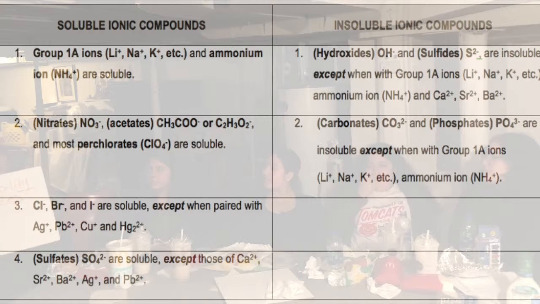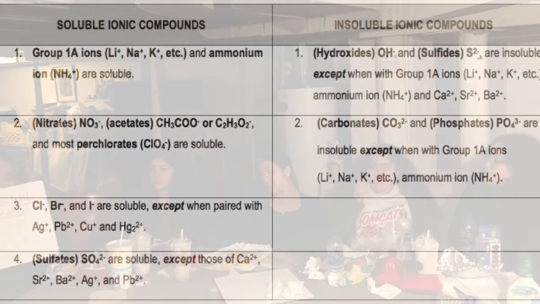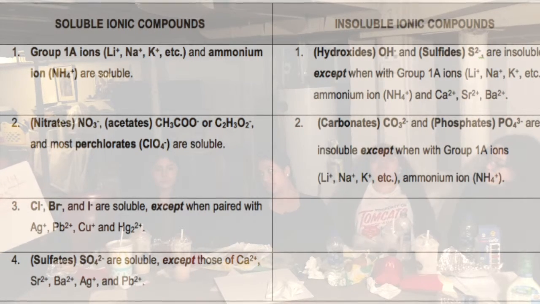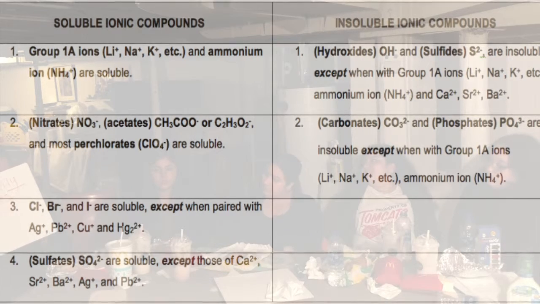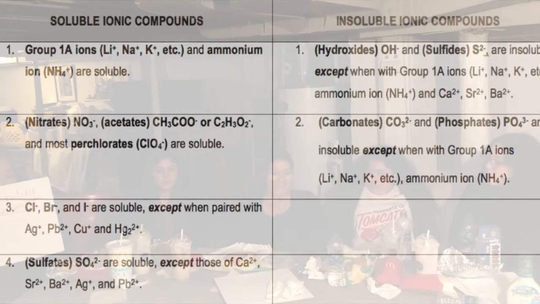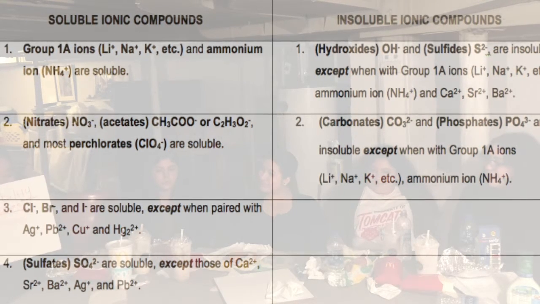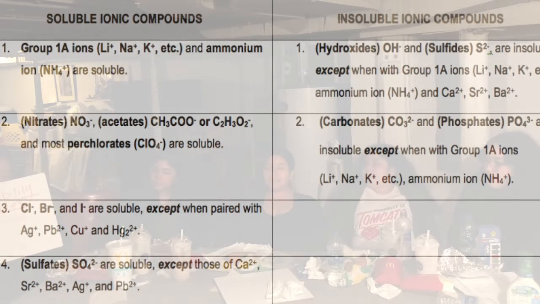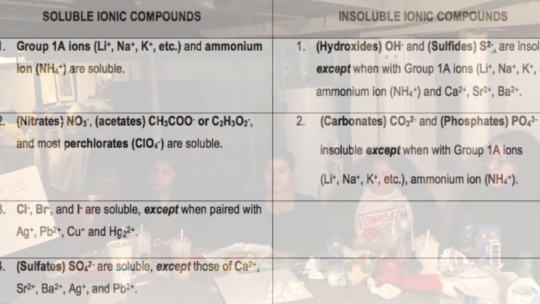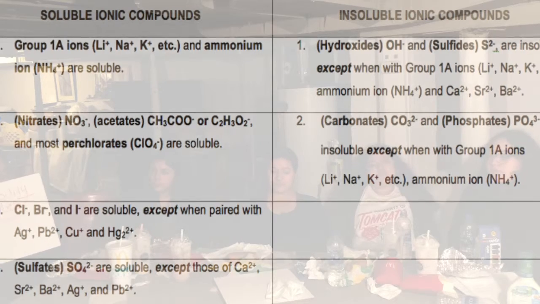So the rules in the solubility table are: all sodium, potassium, and ammonium salts are soluble. All nitrate, acetate, chlorate, and perchlorate salts are soluble. All chloride, bromide, and iodide salts are soluble, except those that have lead, silver, or mercury, because they're not soluble. All fluoride salts are also soluble, except if they have magnesium, calcium, strontium, barium, or lead, because they're not soluble.